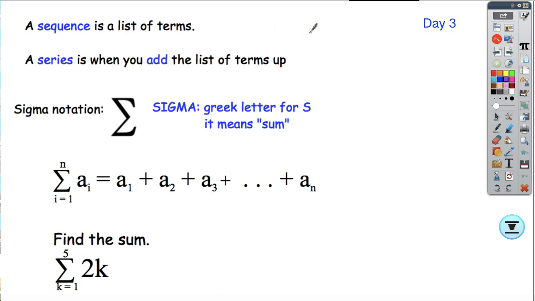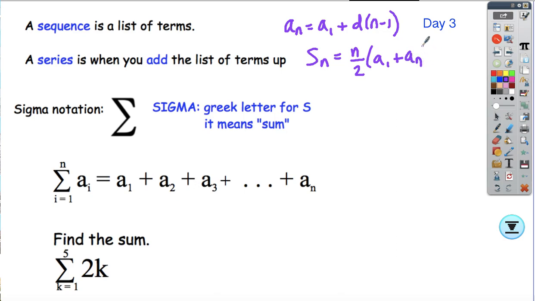And we've learned two formulas so far. Remember, we have the formula that looks like this. This is when you want to find any specific term in a list. And then if you want to add up the terms, this is the formula you use. And again, these only work for arithmetic sequences and series.